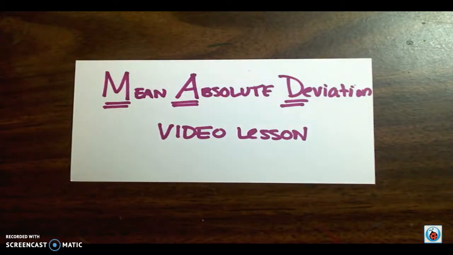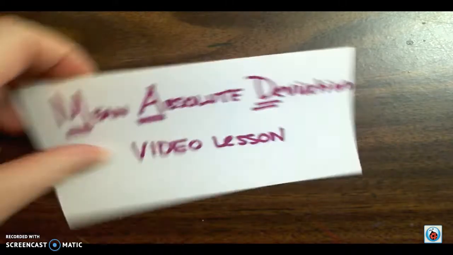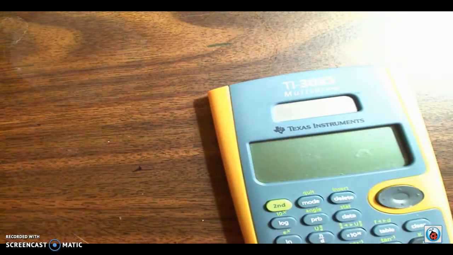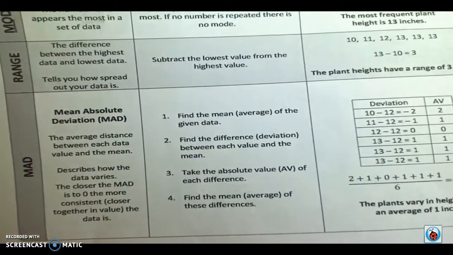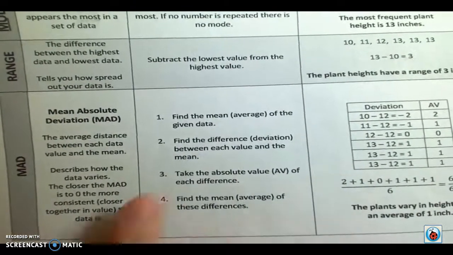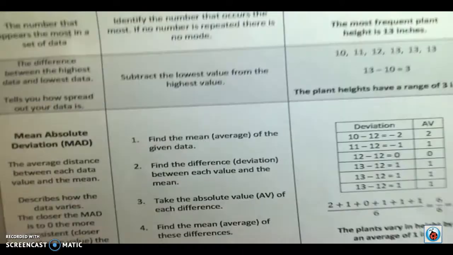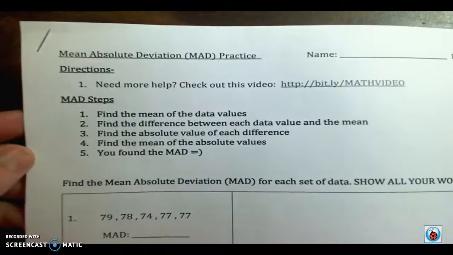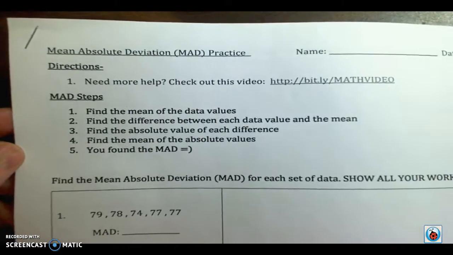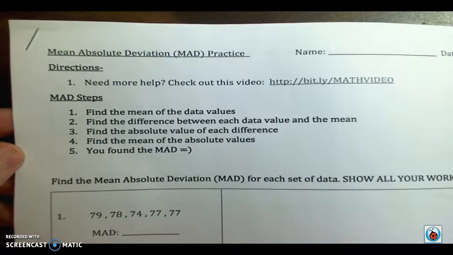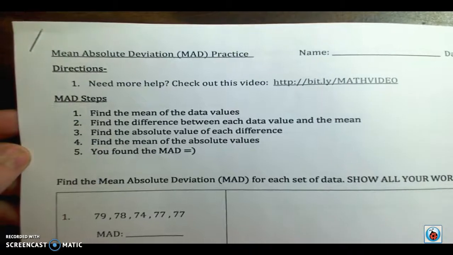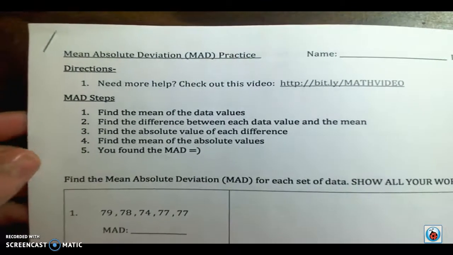Alright, this lesson is about mean absolute deviation. For this lesson, you're going to need your calculator. You may want your vocabulary sheet to refer to, because I will reference this. And you're also going to need the handout from your substitute that was attached to your letter that you got. Okay? If you don't have one of these items, they're all available for you on OneNote.